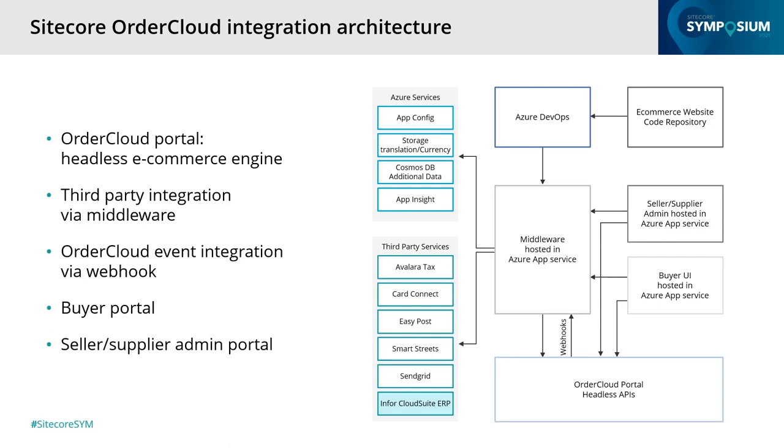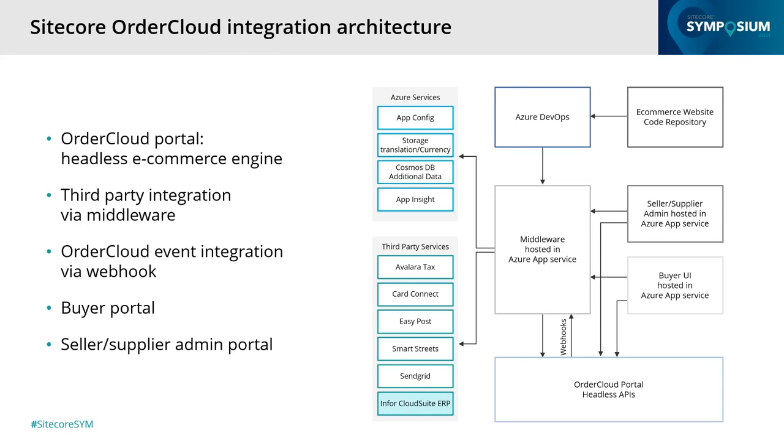Let's talk a bit about how Sitecore OrderCloud can be integrated with third-party systems, because we will be talking about the ERP connector, which was built based on OrderCloud integration architecture. At the heart of everything is the Sitecore OrderCloud portal. This is the headless e-commerce engine and fully accessible via REST APIs. Third-party systems can integrate with the portal in two ways: using middleware and using webhooks.